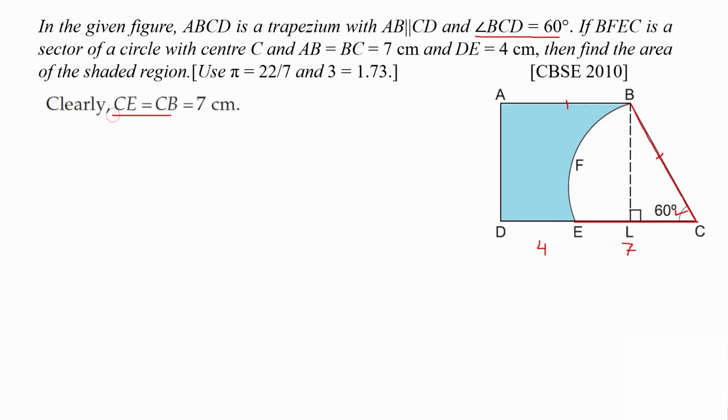CE is equals to CB is equals to 7 centimeter. Reason already told, radii of the sector. So CD is equals to 4 plus 7, that is 11 centimeter. Now from right triangle, देखो हम लोग के पास distance between them नहीं है. Right triangle से हम लोग क्या करेंगे? Distance between them निकालेंगे या BL निकालेंगे हम लोग trigonometry use करके.